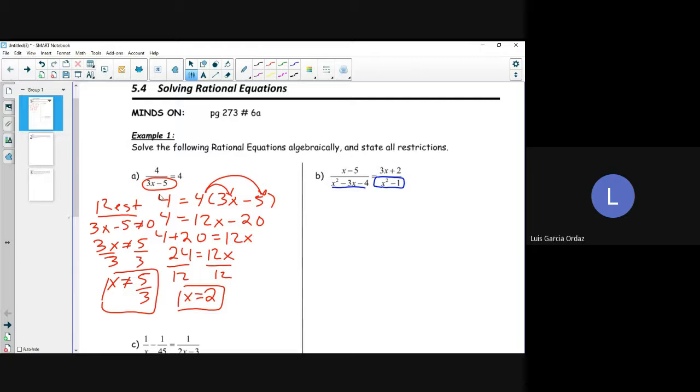Difference of squares. So we get 3x plus 2. And what does x squared minus 1 factor into as a difference of squares? And then we're left with x minus 5. Now we have to factor this trinomial, x squared minus 3x minus 4. X plus 1, x minus 4. X plus 1, x minus 4. Thank you.